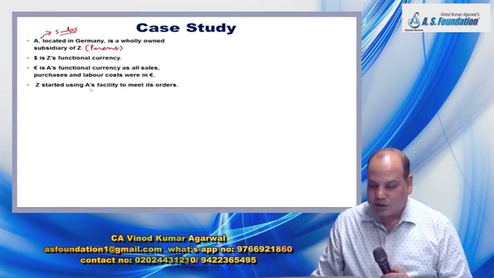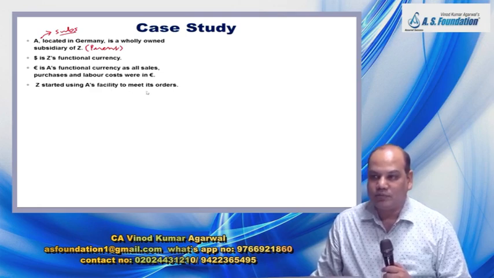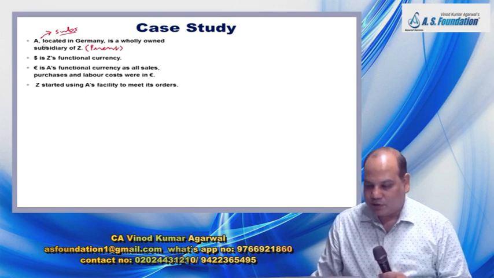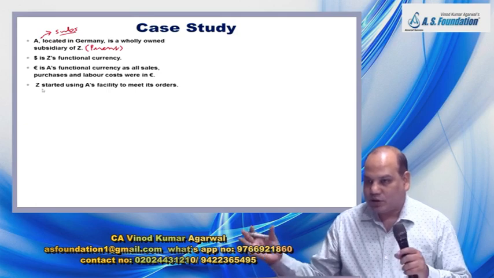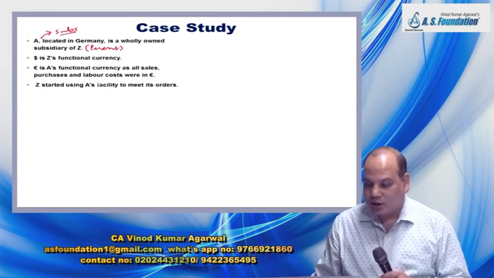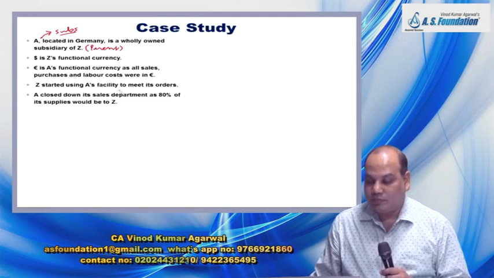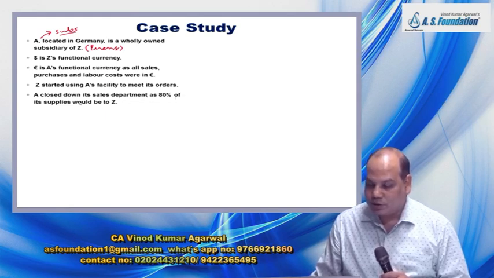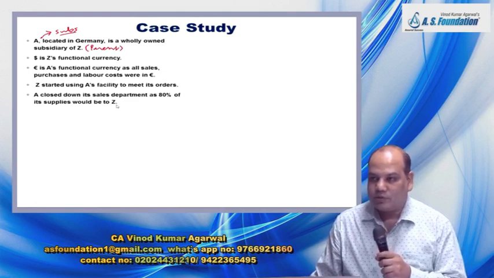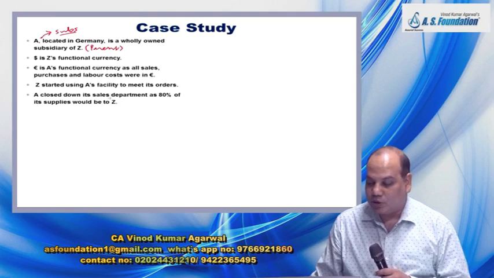Understand, Z started using A's facility to meet its orders. What is the meaning of this line? Now A seems to be a manufacturing unit. So Z's business has increased. So it is asking A, I am going to use your facility only to meet all my orders. So A closed down its sales department because A has limited capacity. Now that capacity will be used to meet Z's orders. So do you need a sales department now? No, because 80% of its output will be supplied to Z only. So the sales department has been closed down.